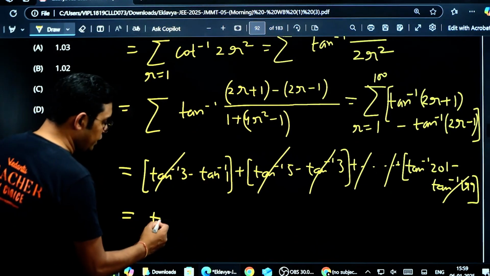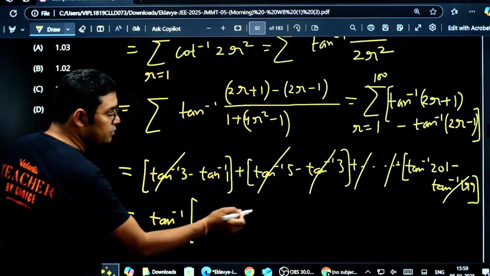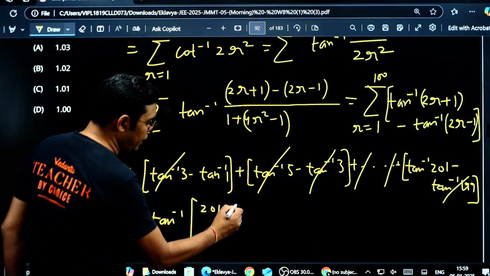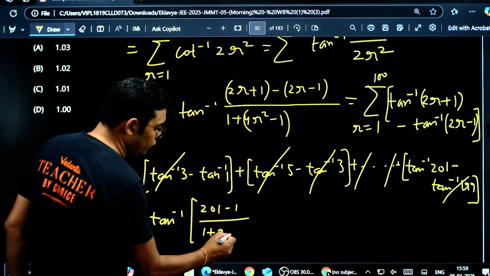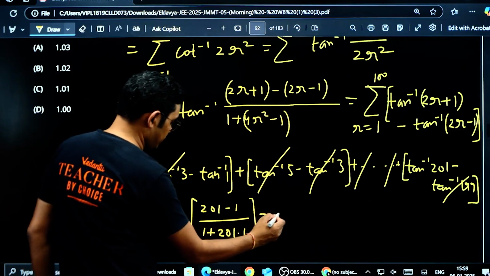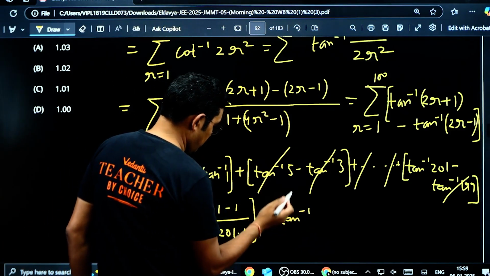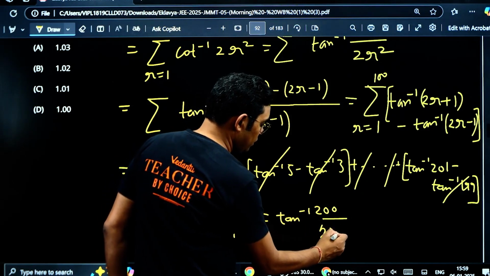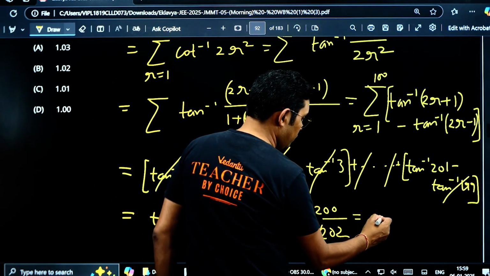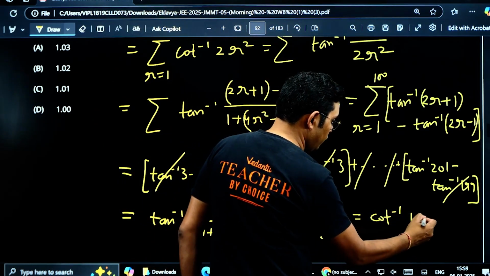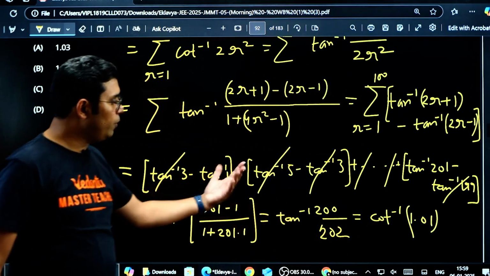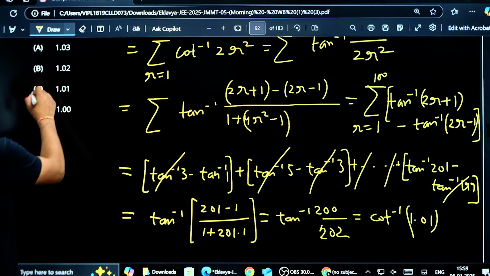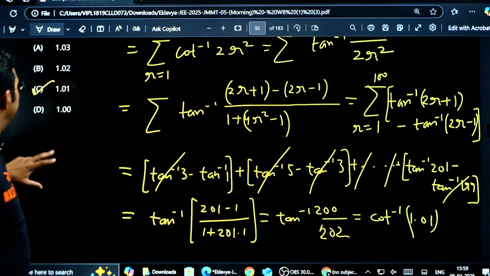So now we will use the tan inverse x minus y formula, that is tan inverse of (201 minus 1) upon (1 plus 201 into 1). So this becomes tan inverse 200 upon 202. If you put this back to cot inverse, it will be 202 upon 200, which is 1.01. So C will be the answer of this question.